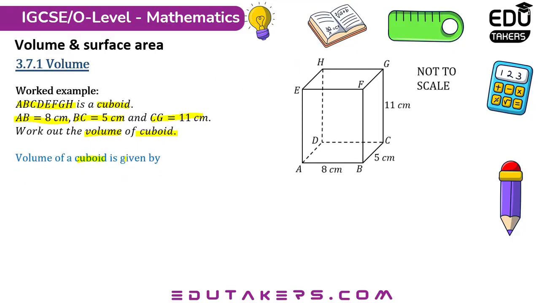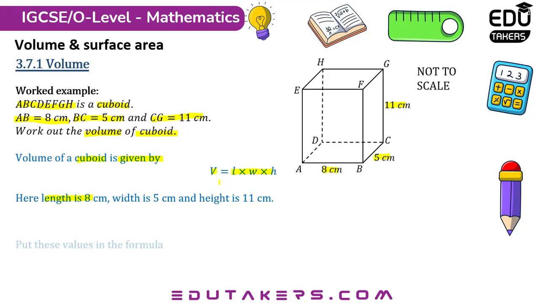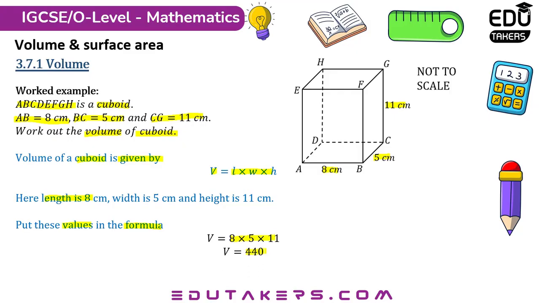Volume of a cuboid is given by V equals L times W times H. Here length is 8 cm, width is 5 cm and height is 11 cm. Put these values in the formula. V equals 8 times 5 times 11 equals 440. So volume will be 440 centimeters cubed.